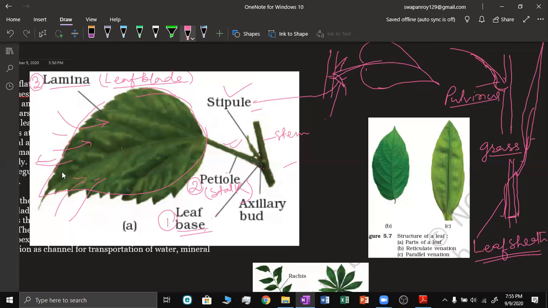The lamina is the broad portion, and here we can see a main vein passing from the base of the leaf to the apex. This is the leaf apex, or leaf tip. This main vein that is seen is called the midrib. And from here you can see that branches are coming out, and again further branches. So these are the veins. This is the main vein, which is called the midrib, and there are branches: vein and veinlet.